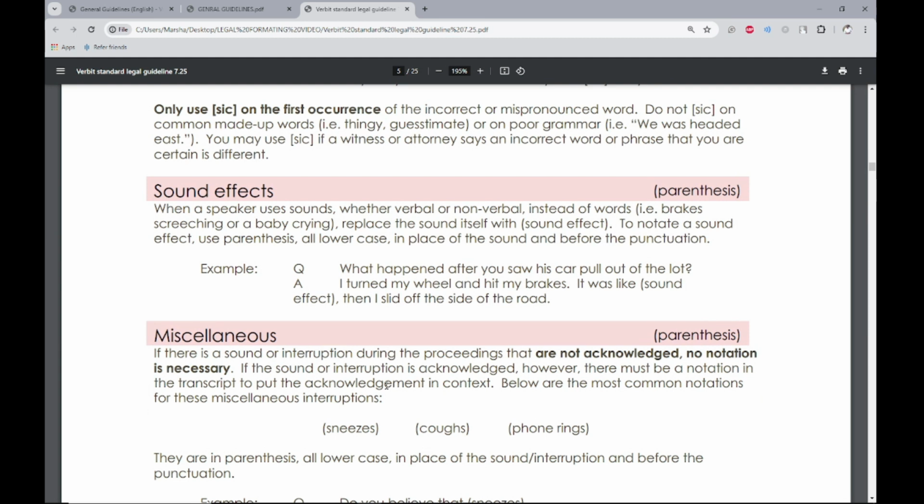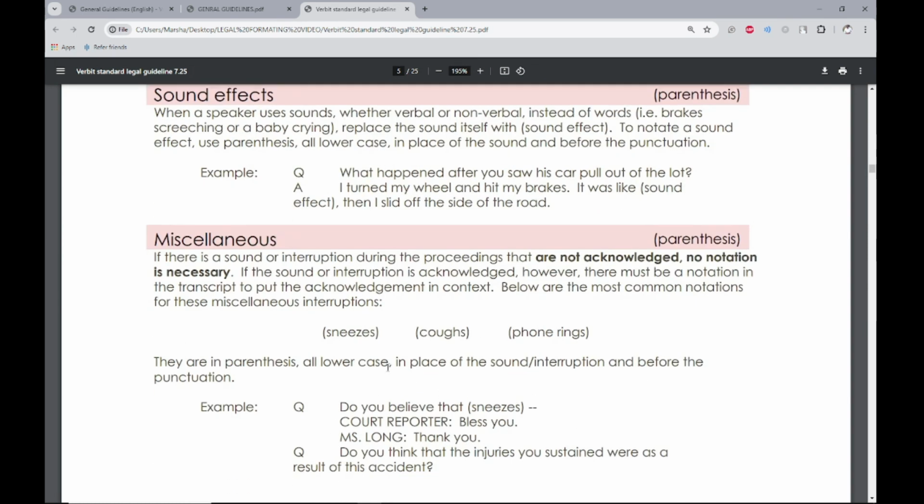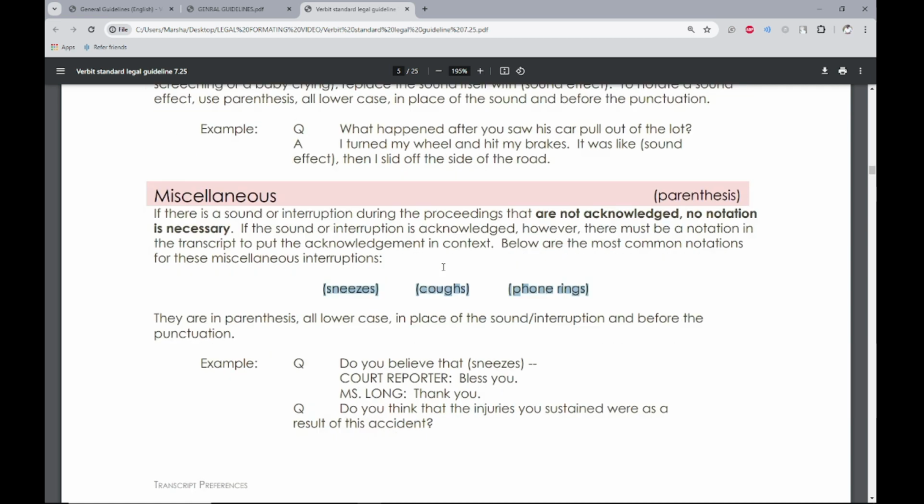Let's continue. Most of these, the sneezes, the coughs, the phone rings, we don't include in most legal transcripts, unless the company requires you to put them. Let's continue.